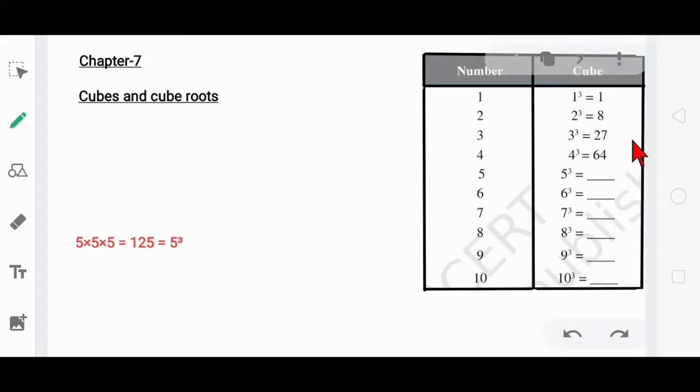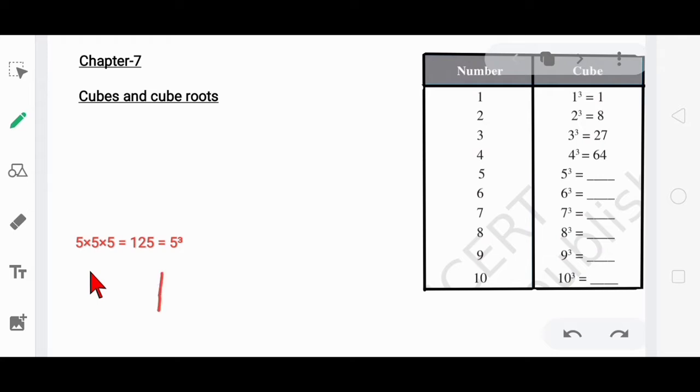Hi students, in chapter number 7 we will study about cubes and cube roots. So let's understand first what is the cube number. You can see here 5 is being multiplied 3 times, and in your previous classes in class 7 you have studied about exponent and power. So from there you already know that 5 into 5 into 5 can be written as 5 raised to the power of 3. Here this number 125, which is obtained by multiplying 5 3 times, is the cube of 5.